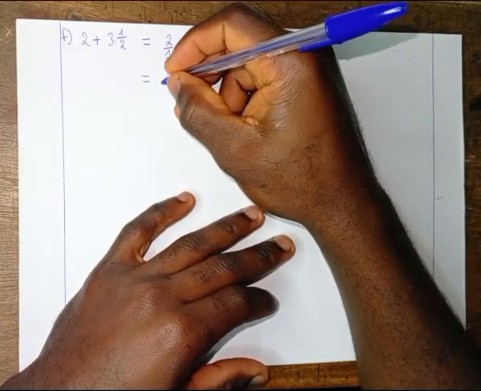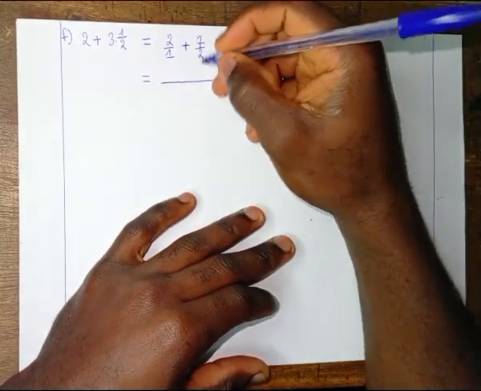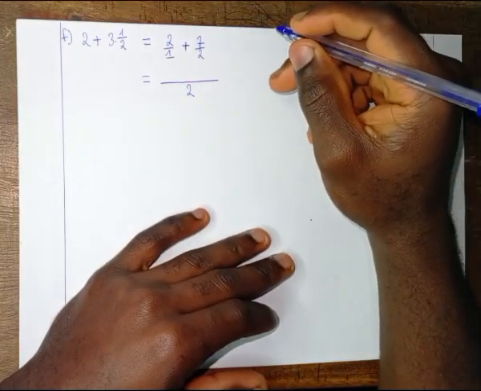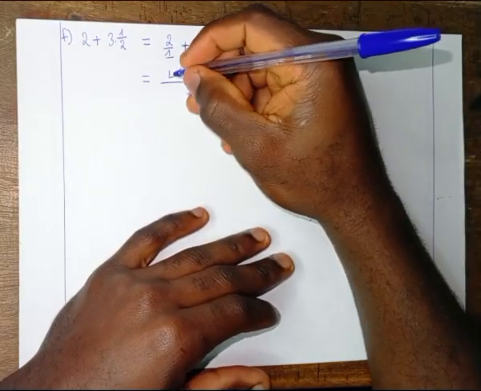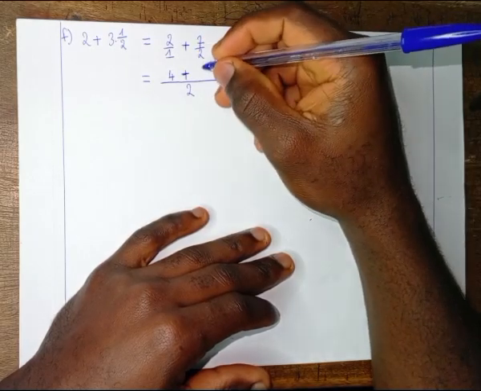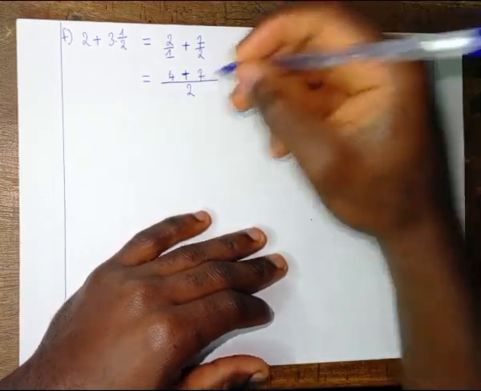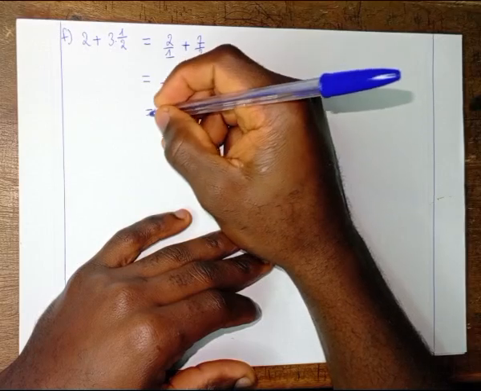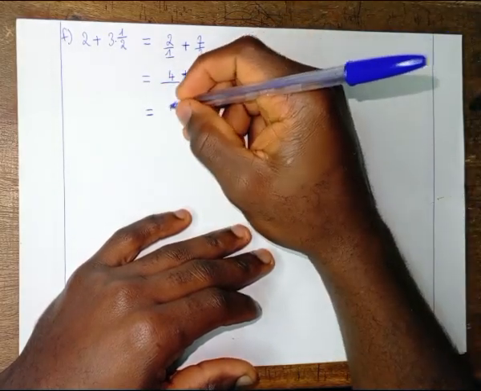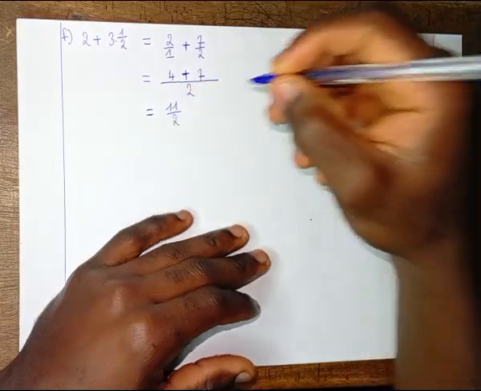Next, we find the LCM of their denominators, 1 and 2. The LCM is simply 2. 2 divided by 1 remains 2. 2 times 2 gives us 4. We bring down the operation sign, which is addition. 2 divided by 2 gives us 1. 1 times 7, 7. This will be equal to 4 plus 7 gives us 11 over 2.